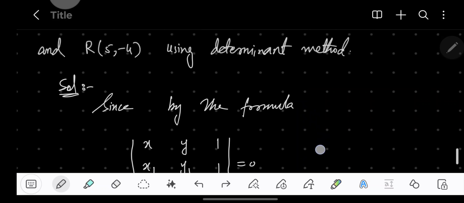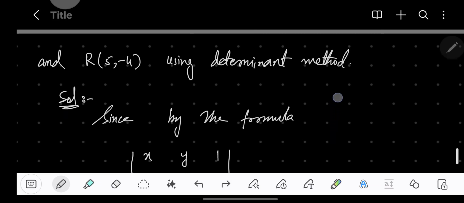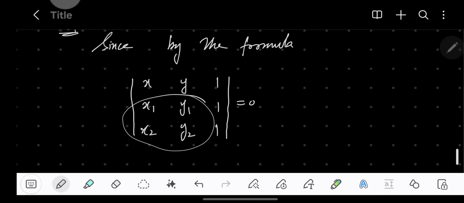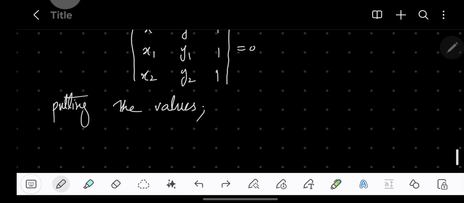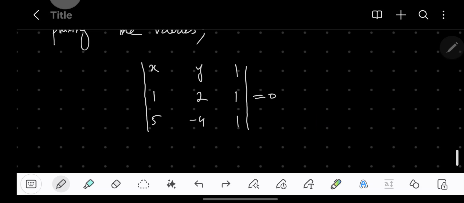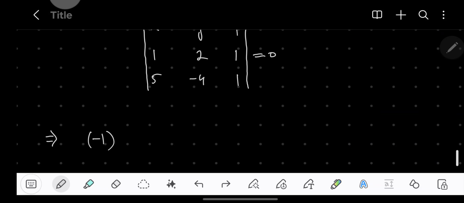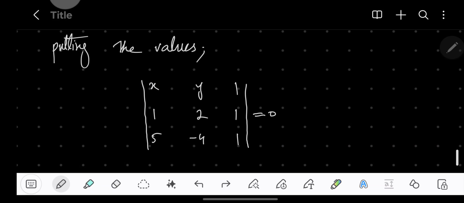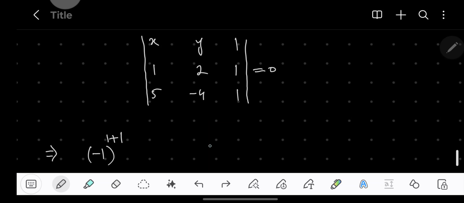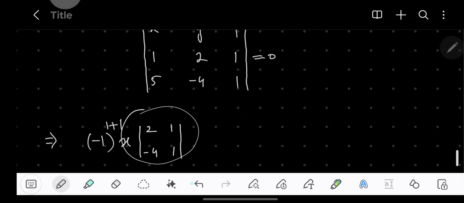So this is the formula. 2 points are given. x1, y1 is this. x2, y2 is this. So we will put these values in place of x1, y1 and x2, y2. If we put these values, we will get this determinant. Okay, and if you expand this determinant along the first row, then we can have (-1) to the power 1 plus 1 for the first value, because it is in the first row and the first column, times x, times deleting this column and deleting this row, we have this thing. So this thing should be written here.